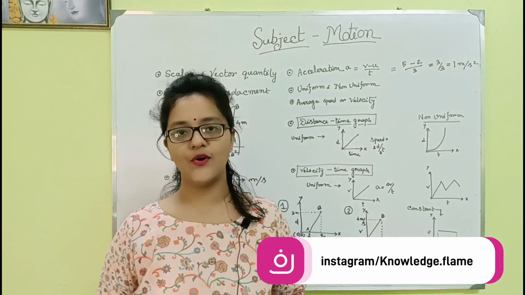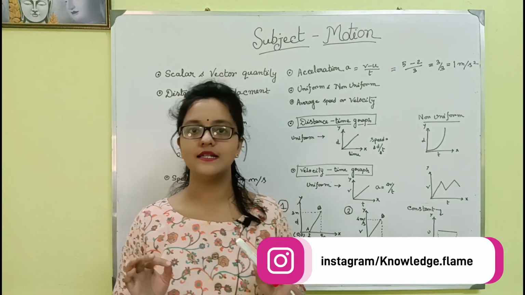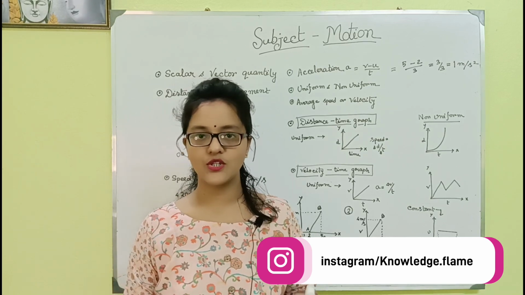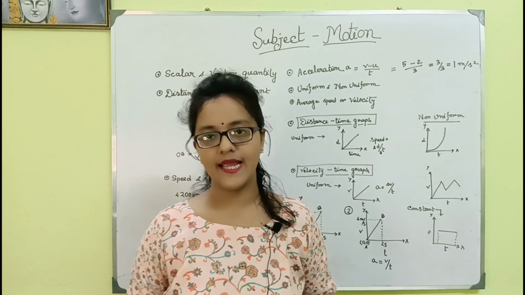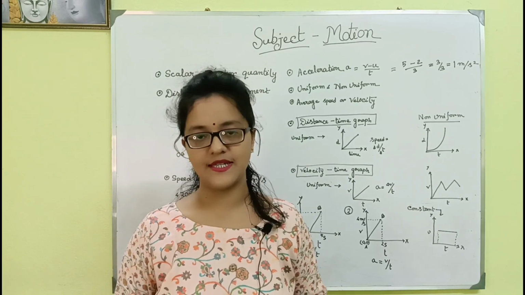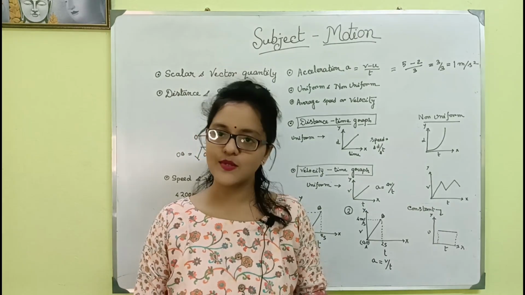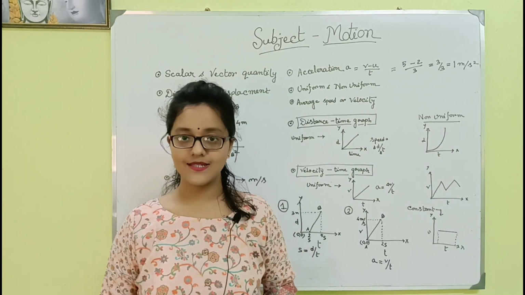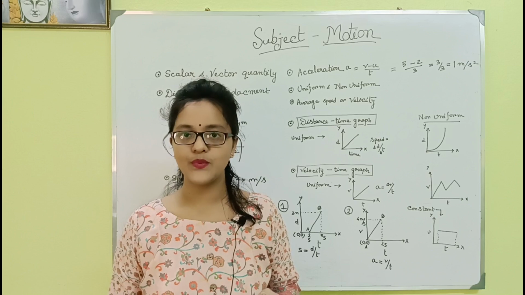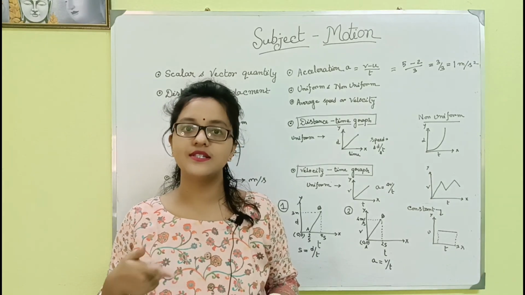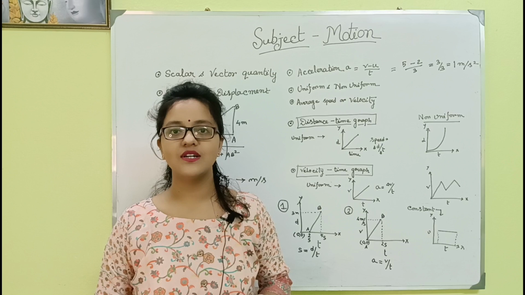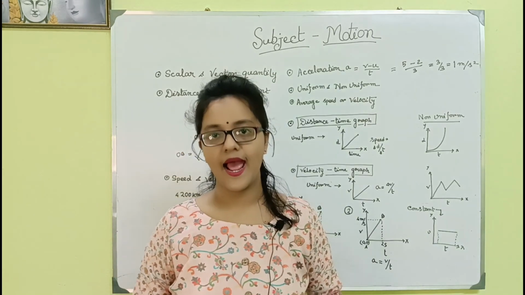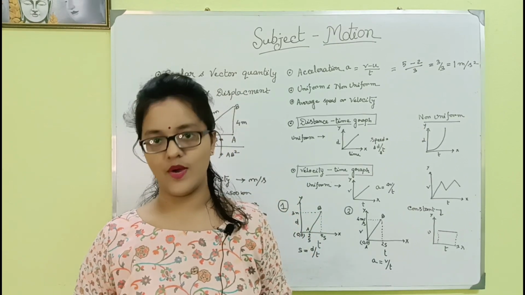First of all, at the start of my discussion, two categories of quantities are to be discussed. What are they? Scalar and vector quantity. The quantity which is associated with a number only is a scalar quantity, and the quantity which is associated with a number as well as a direction is a vector quantity. For example, distance is scalar and displacement is a vector quantity.